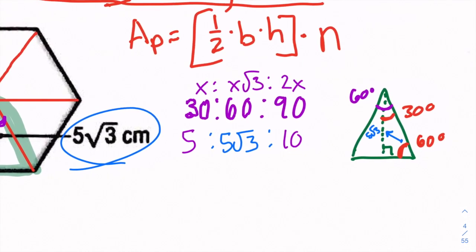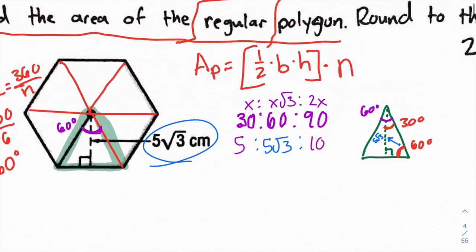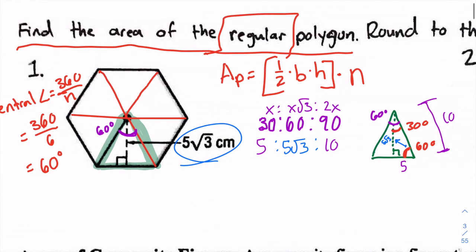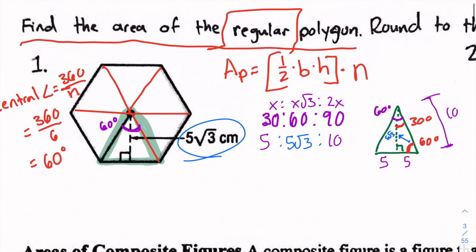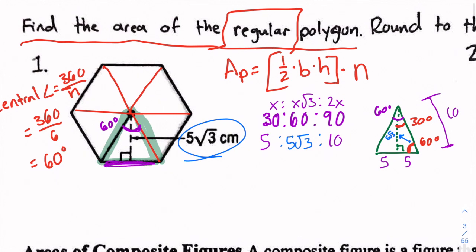So let's fill in this one triangle here. Opposite the 30, this here is 5. And opposite the 90, from here to here, that is 10. Now the most important piece is actually this 5 here. If this here is 5, then the other half has to be 5 as well, which then means this entire base is 10. And I believe that's all we need for our formula.